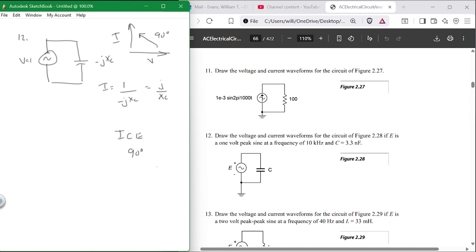If it was an inductive circuit, it would move it ELI. In an inductive circuit, if that was an inductor, it would be like this. Here's my voltage, here's my current. Voltage leads current in an inductive circuit, if it's a pure inductor. It never is. But in a capacitive circuit, current leads voltage. In an inductive circuit, voltage leads current.